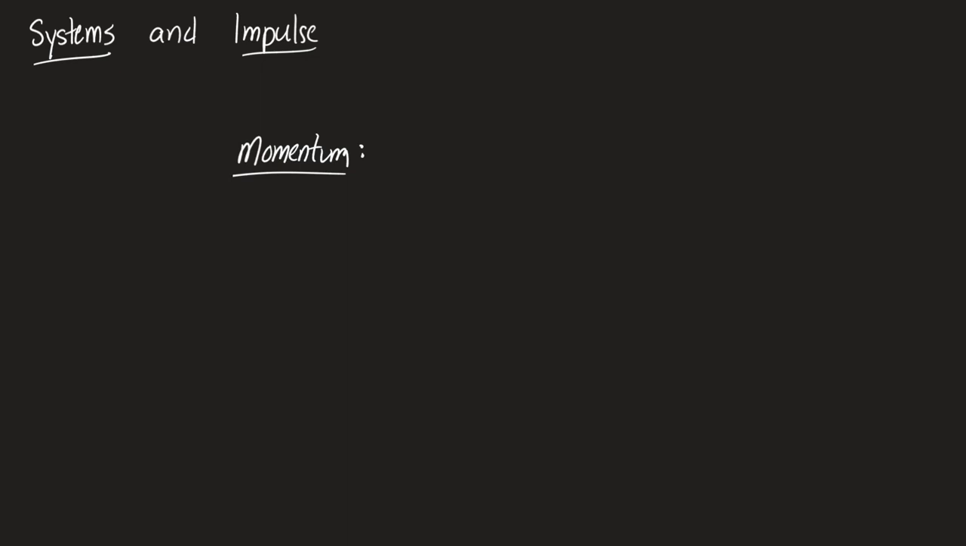Inertia is an object's resistance to changes in motion. I've been saying it all year. And we measure inertia by measuring something's mass. Momentum is inertia while moving, or inertia in motion. You see, when something begins to move, its inertia increases. The more something's moving, the more inertia it has, the more difficult it is to change its motion.